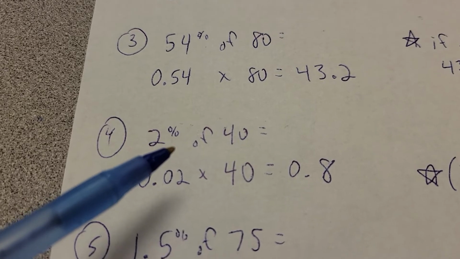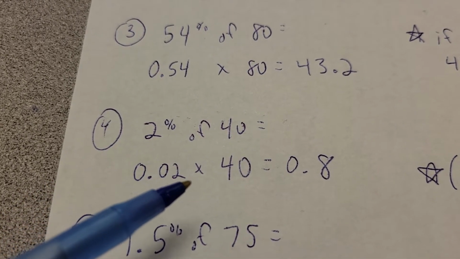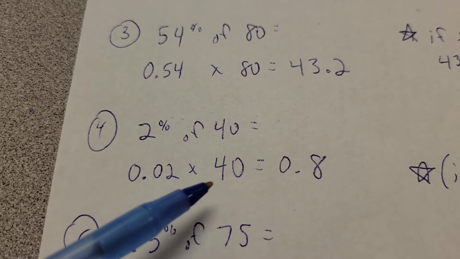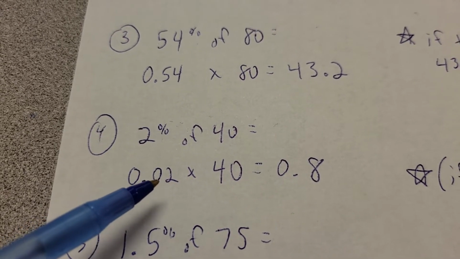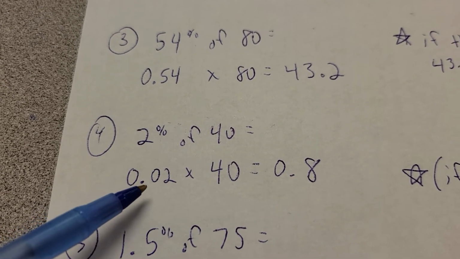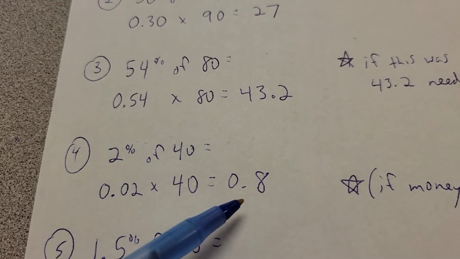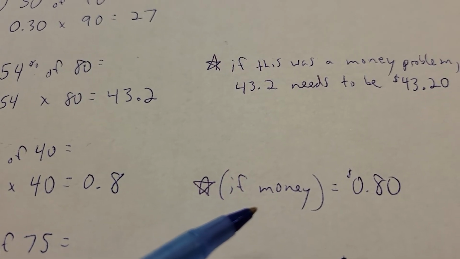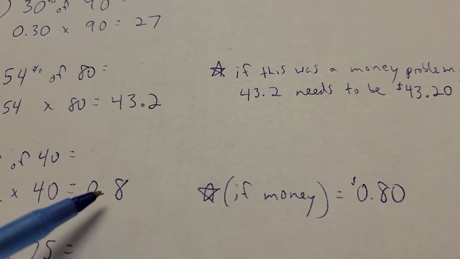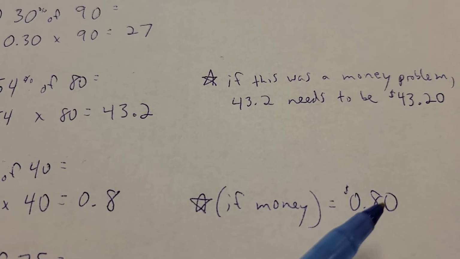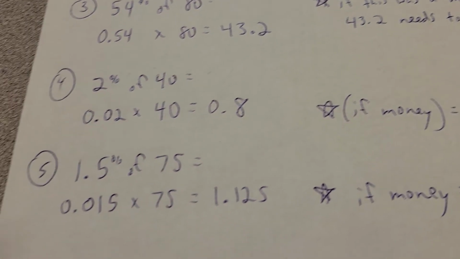If I want 2% of 40, well, pretend there's a decimal on the end, slide it 2 places. Now I got 0.02 times 40. Make sure you do that 2 places, because otherwise 0.2 would not give you the right answer. 0.02 times 40, I get 0.8. And keep in mind that if this is a money problem, I'd have to slide that decimal 2 places past, because I always need to have 2 places past the decimal because money deals with hundredths. So it'd be 80 cents.